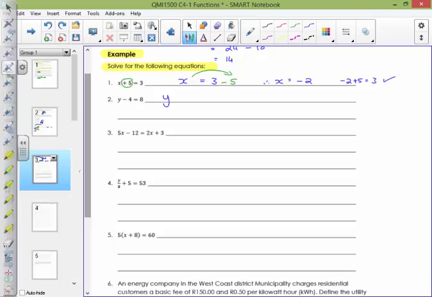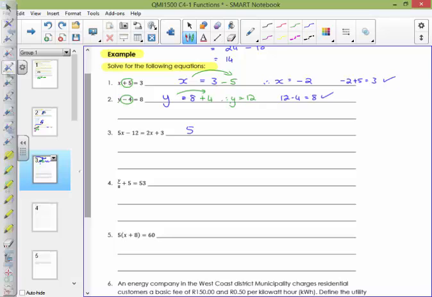Right. Y minus 4 is equal to 8. I want the y on one side and the numbers on the other side. So when I get rid of the minus 4, I take it over and it becomes a plus 4. Y is equal to 12. Doesn't matter about my colors here. Let's check it. 12 minus 4, is that 8? Yes, it is. My answer is correct.